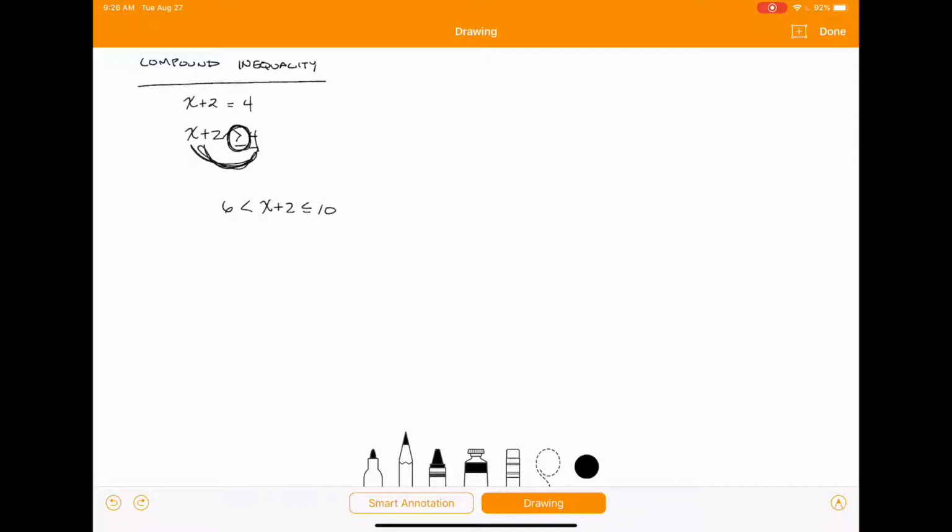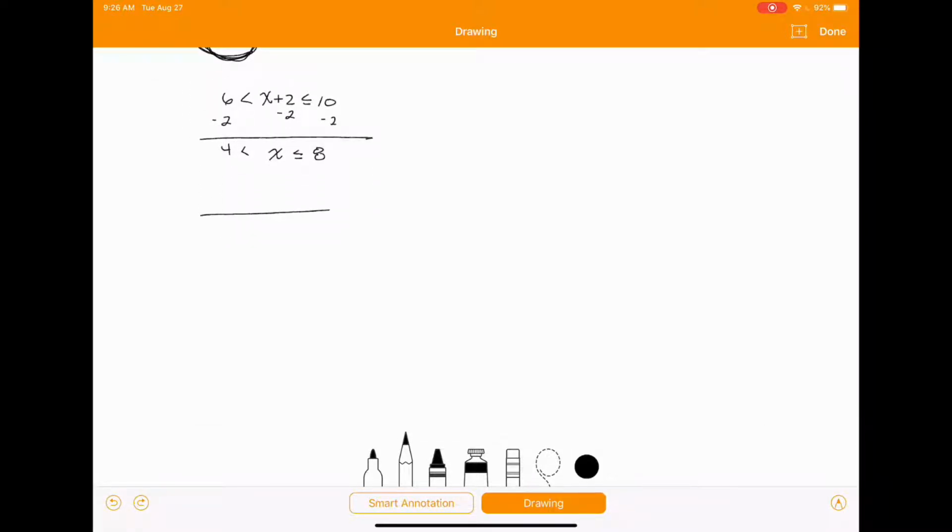So for example, we need to isolate x right here. So we're going to subtract 2 to get x all alone. And again, whatever you do to the middle section, you've got to do to both outside sections. So 6 minus 2 is going to be 4. Your inequality symbols are going to stay the same. So 4 is less than x, which is less than or equal to 10 minus 2, which is 8. So that right there is going to be your solution to that inequality.